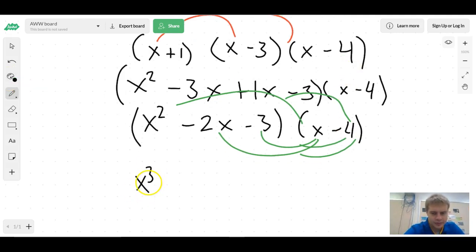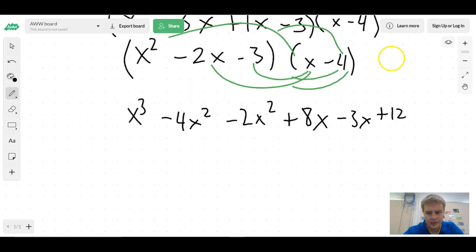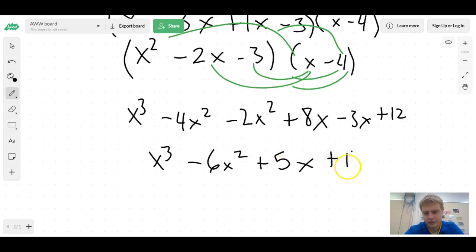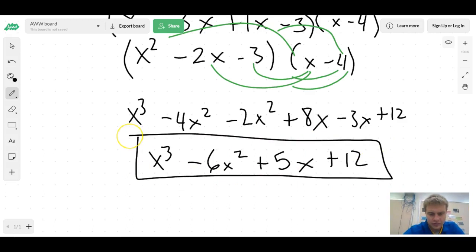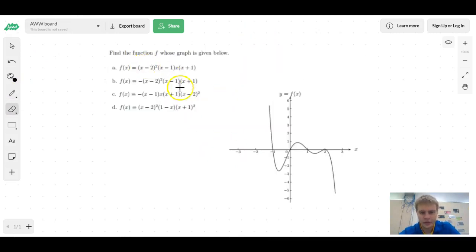We're going to get x cubed minus 4x squared minus 2x squared plus 8x minus 3x plus 12. Now we're going to combine like terms. So we're going to get x cubed minus 6x squared plus 5x plus 12. And this should be my final answer. Let's see if that's one of my choices. And it is. That would be B. Just make sure when you're doing this that you change your zeros to factors and then you just multiply through. So this one we're graphing.